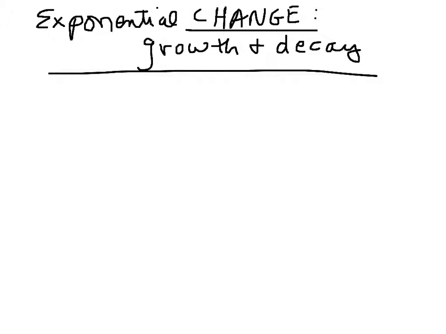So let's talk now specifically about this concept of exponential change, and that can refer either to growth or decay. The two big examples that you are well aware of: we say something grows exponentially if the more there is, the faster it grows, and something decays exponentially if we know that as there's less and less of it, it decays slower and slower.